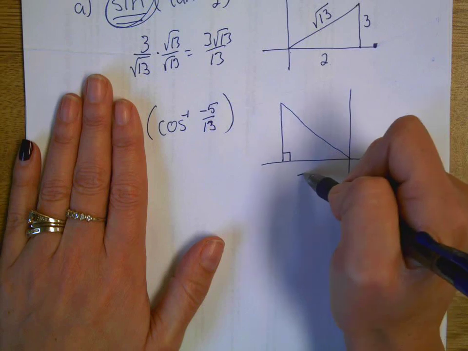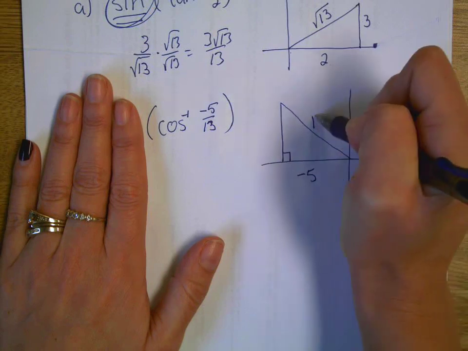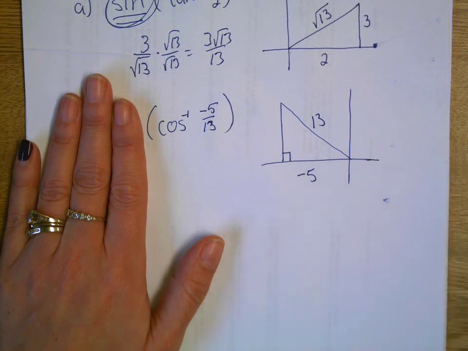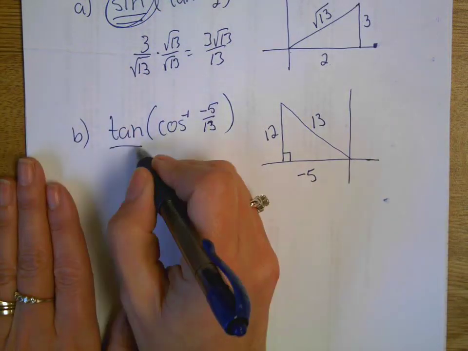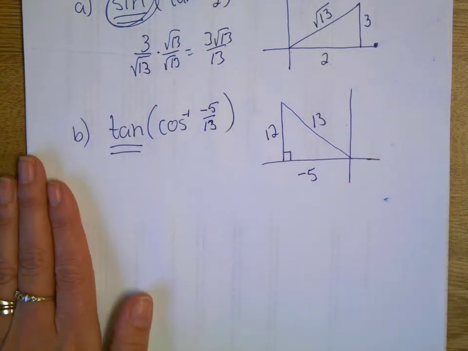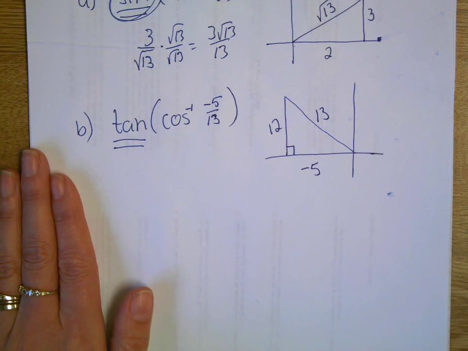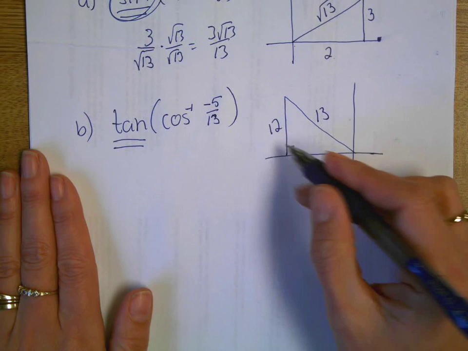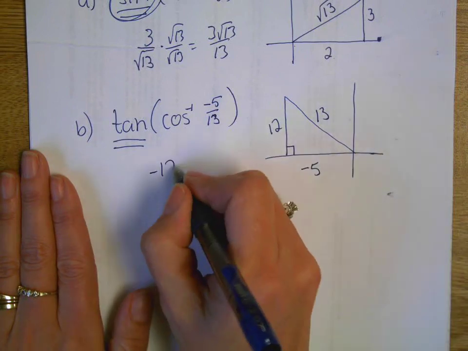So the 5 is the negative. 13's the hypotenuse. Then 12 is the other. Exactly 12? It's 12. Good job, Ken. Okay. I want the tangent. What's the tangent going to be? Negative 12/5. Opposite over adjacent.